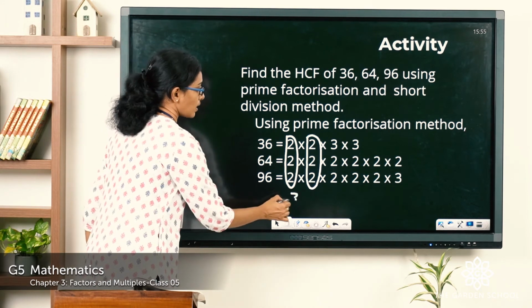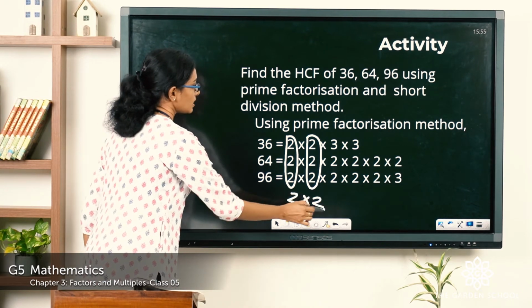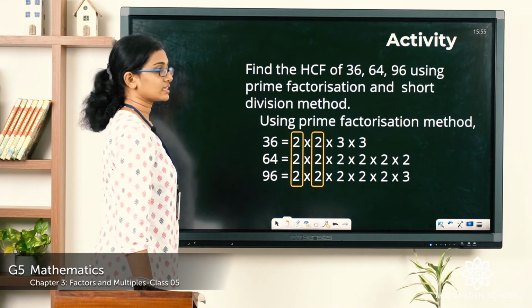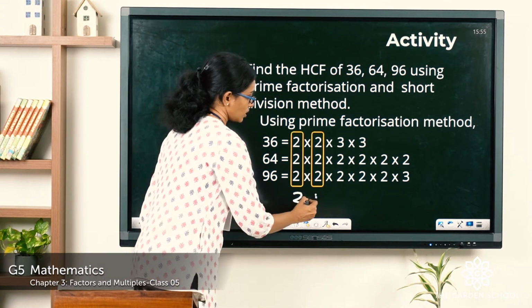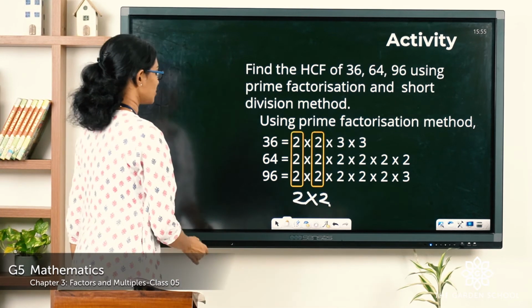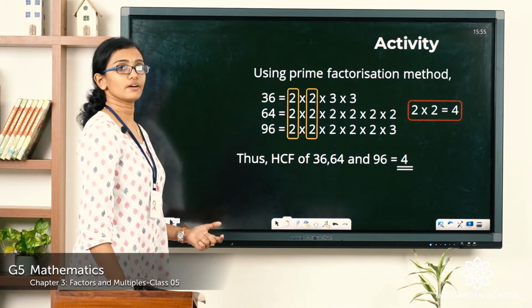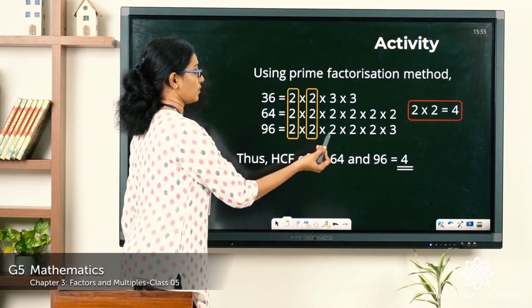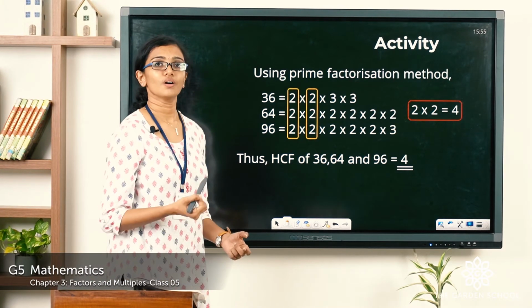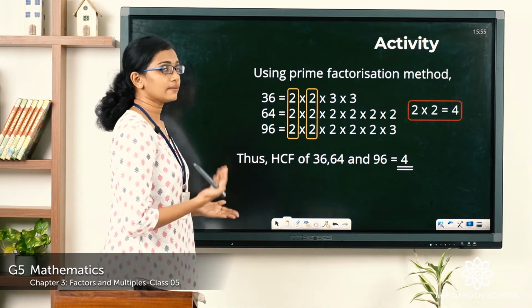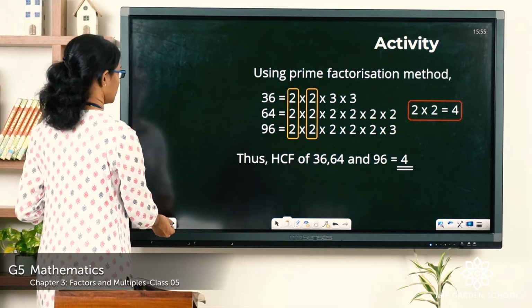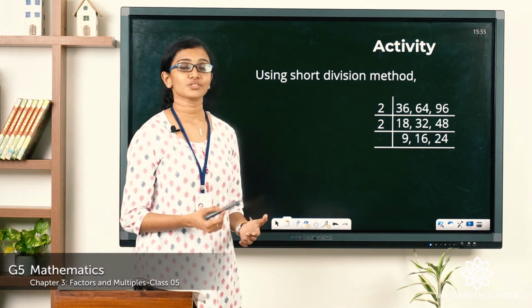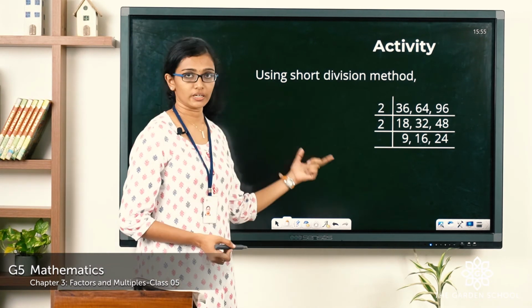So, you take 1 from each group and you multiply. So, what do you get there? 2 into 2, which is equal to 4. So, the HCF of 36, 64 and 96 is equal to 4. Now, that was the prime factorization method. Now, let's do the second method using short division.